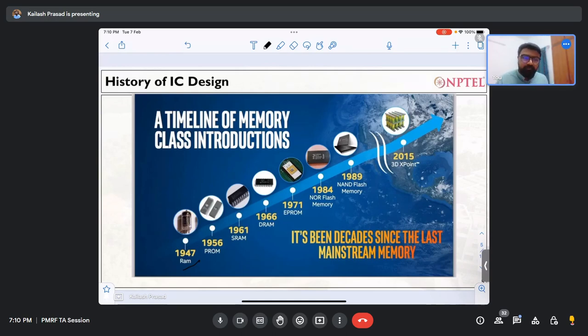So I think I've seen one of the comments that this is the first class for him. So yeah, we are just starting the VLSI design course. I'm just motivating you guys on how things have progressed over the years, right? Before starting any course, you should understand its history, right? Why that particular course is very important and where it all started, okay?